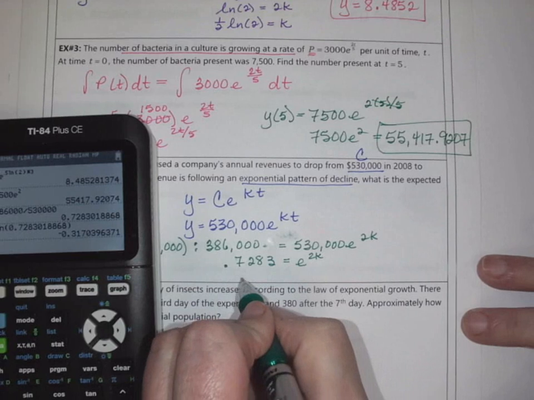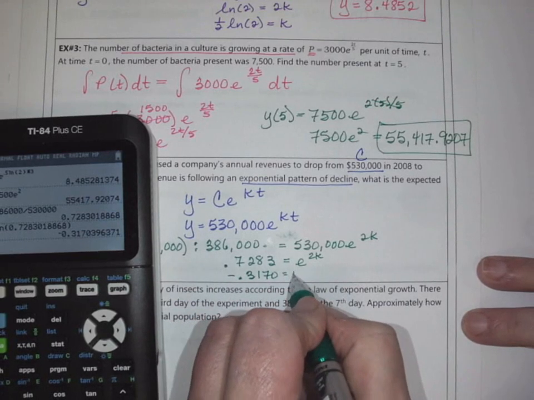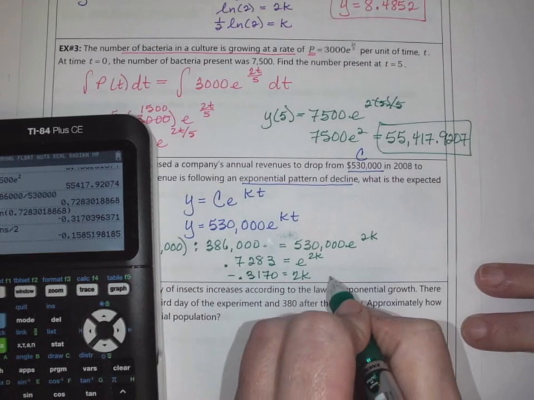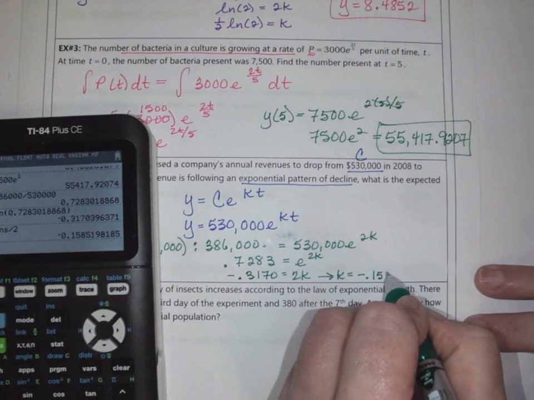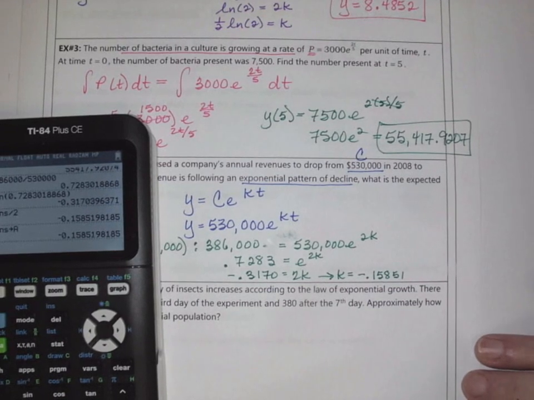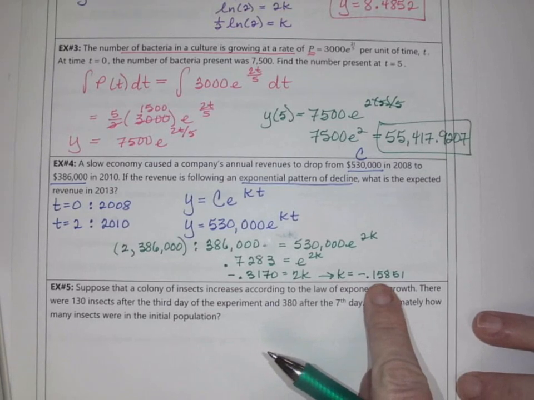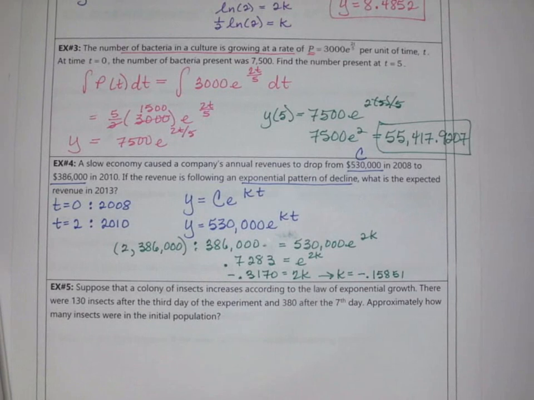And I get negative 0.3170 is equal to 2k. So I can divide by 2, and I can get k is equal to negative 0.15851. Now I am going to store that into A because I really need to use that entire thing. Okay, now notice that k is negative because remember we said when k was negative, we have an exponential decay, a decay in the problem.